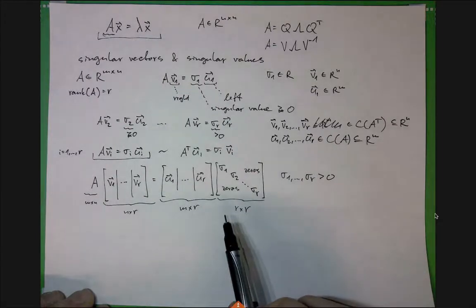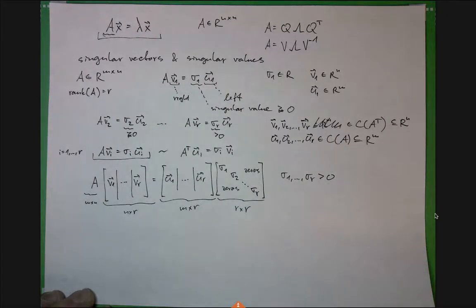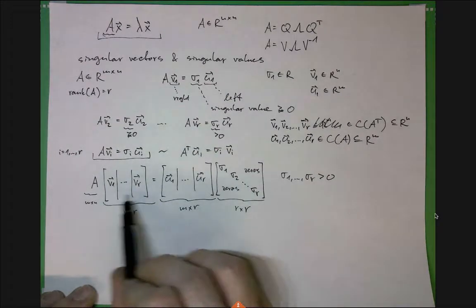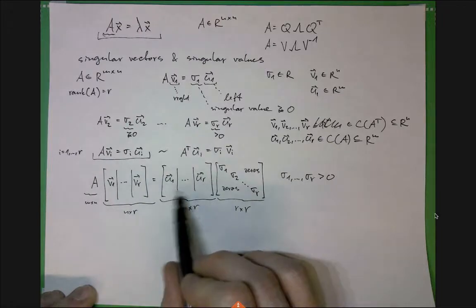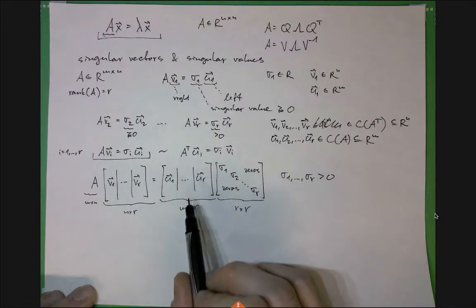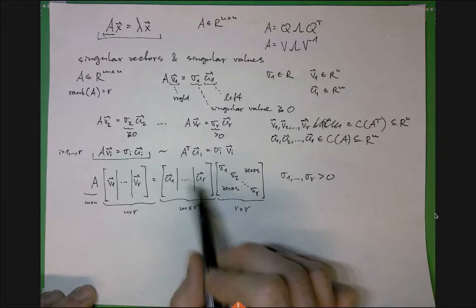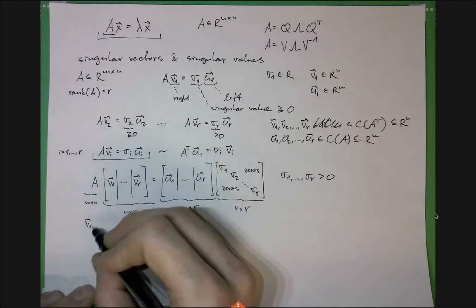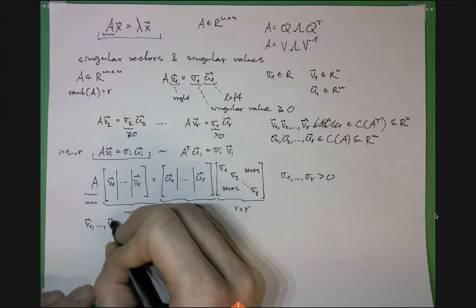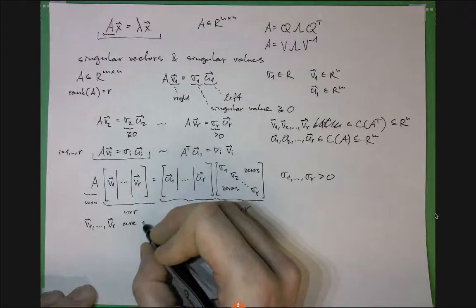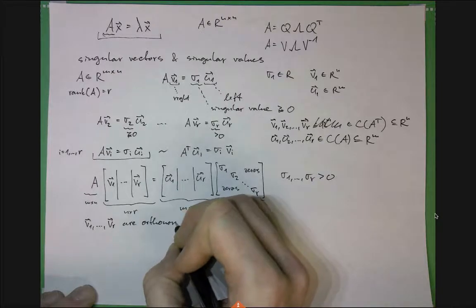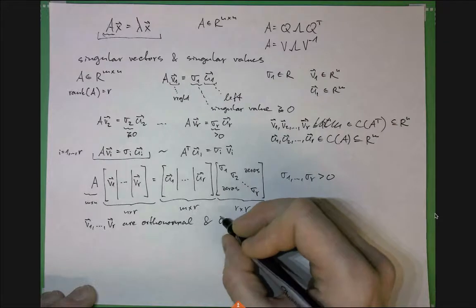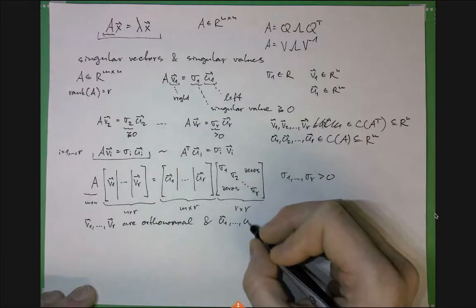Okay, the main point of SVD is that we can actually find these bases such that all these vectors v1 to vr as well as u1 to ur are all orthonormal. I mean, these guys are orthonormal and these guys are orthonormal. Let me write it down. It is possible to find the vectors in such a way that v1 to vr are orthonormal. And the same thing is true for u1 to ur.